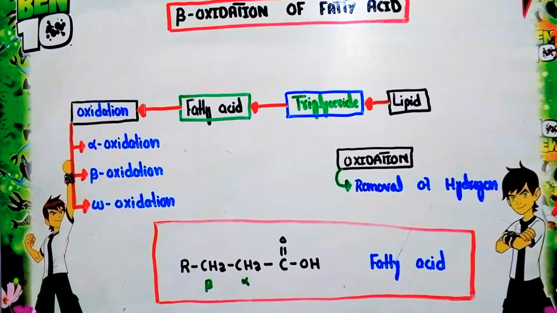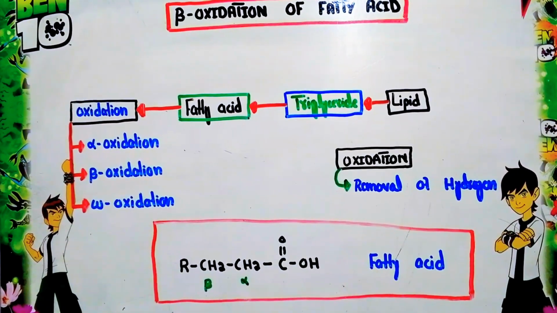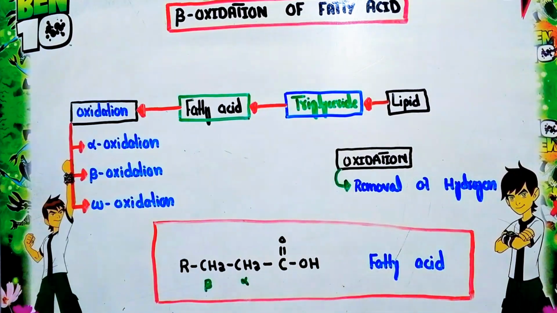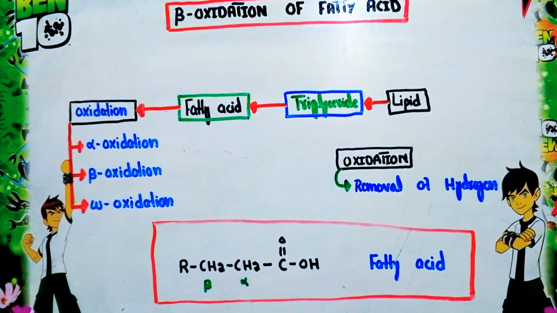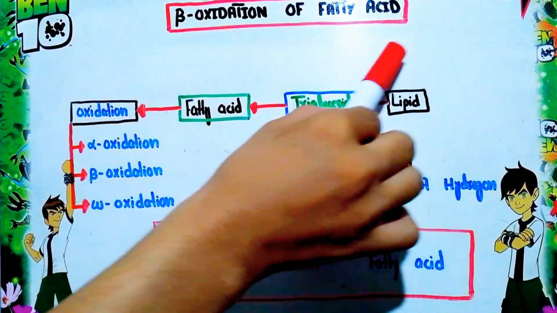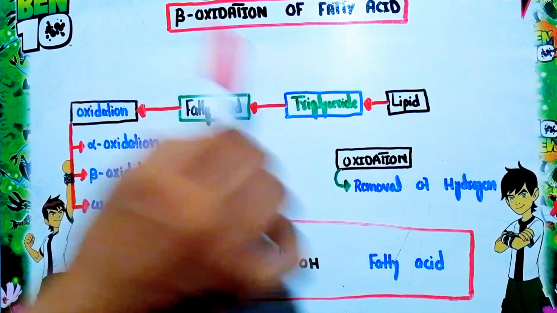Guys, in this video lecture we will discuss the beta oxidation of fatty acids. But before defining what beta oxidation is, we must know why the oxidation of fatty acids is important. As we know, lipids are called the fuel reserve of our bodies. These lipids are basically stored in our body in the form of triglycerides.